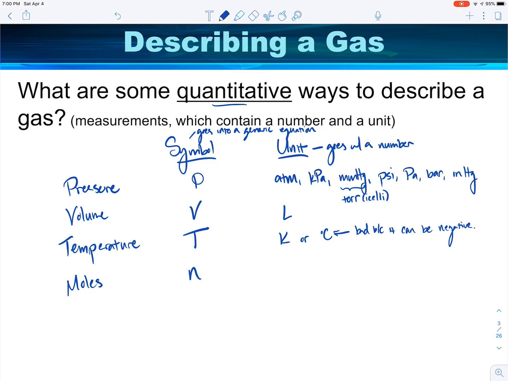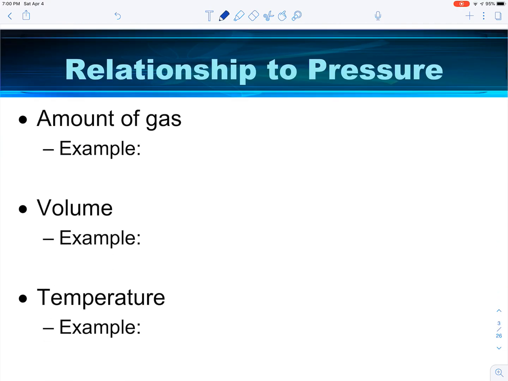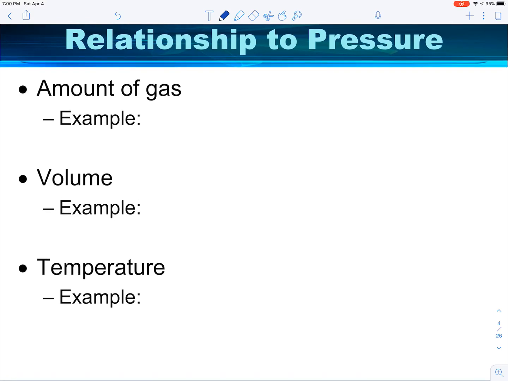And then, you know the unit for that. Okay, last slide for this chapter. So how do these all relate to pressure? Remember that pressure is caused by collisions of the gas with what?